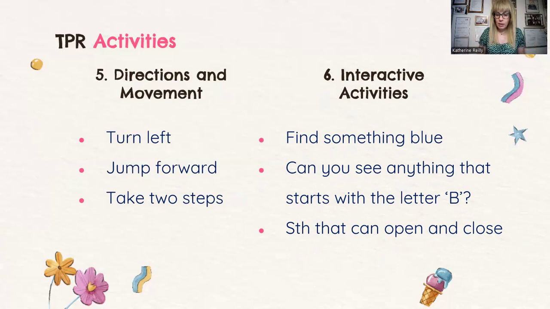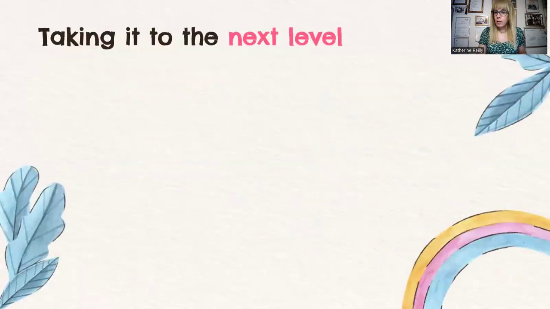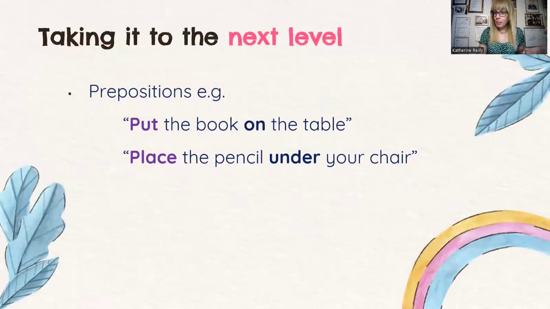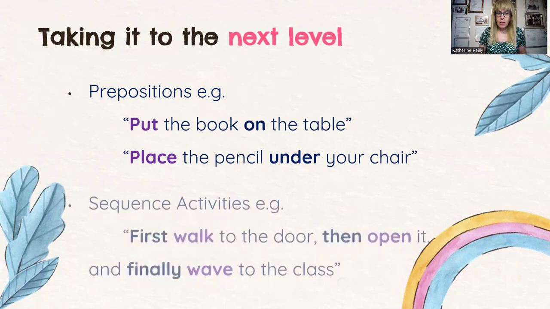Other questions like something that can open and close: a bag, the door, the window, and so many other things. In the handout that I have ready for you, there are a few ideas you can use in class. You can also take it to the next level with prepositions. You can play a game in class: put the book on the table. They actually follow your orders. Place the pencil under your chair. It's amazing to see students executing these commands, which means they understand what you're saying in English, even if they haven't spoken these sentences yet. But they definitely will.